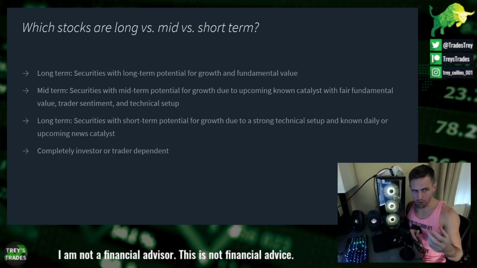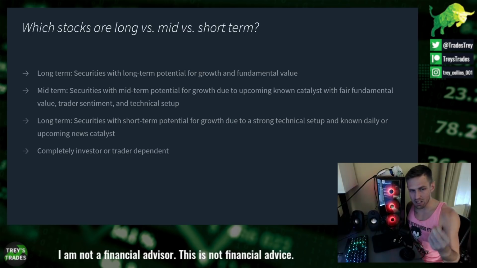I'll just briefly run through these. I know this has been long. Long-term are securities with long-term potential for growth and fundamental value. Mid-term are securities with mid-term potential for growth due to upcoming news catalysts with fair fundamental value, trader sentiment, and technical setup. And then this is supposed to say short-term, but short-term securities are those with short-term potential for growth due to a strong technical setup and known daily or upcoming news catalysts.